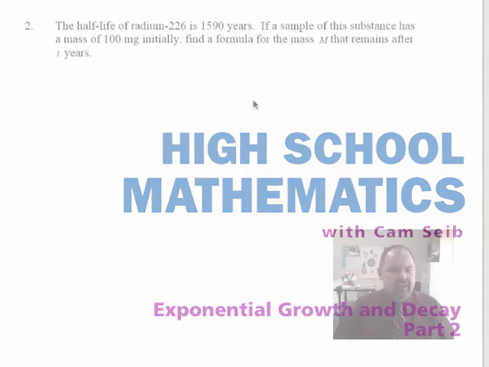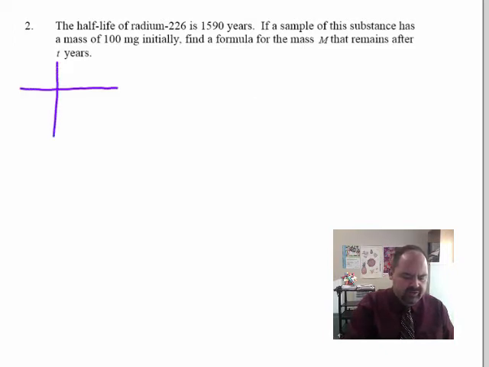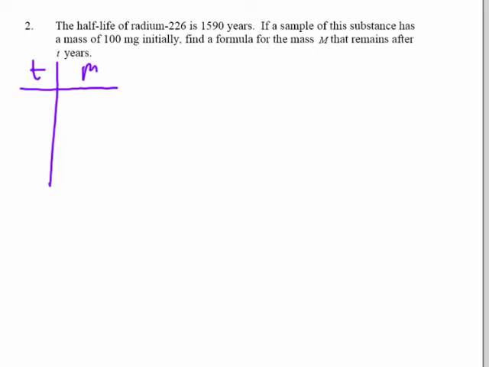Next example, we have a chemical element which has a half-life of 1,590 years. And a half-life, which you probably know from chemistry, means that if we start with a given amount, in this case 100 milligrams, every 1,590 years, half of it goes away. So we're left with 50 milligrams after that amount of time.